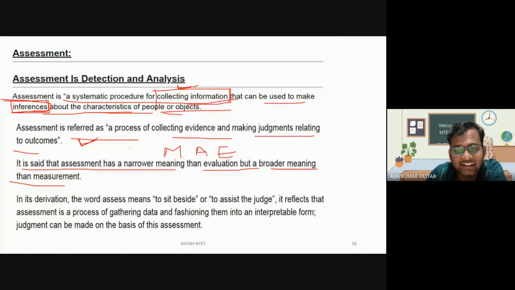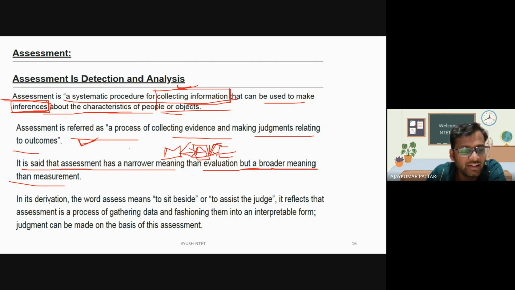So it is said that assessment has a narrower meaning than evaluation, slightly less than evaluation, but a broader meaning than measurement. Assessment is in between, broader than measurement, but narrower than evaluation. It is very near to evaluation. That is the meaning of this sentence: assessment has a narrower meaning than evaluation, but a broader meaning than measurement.